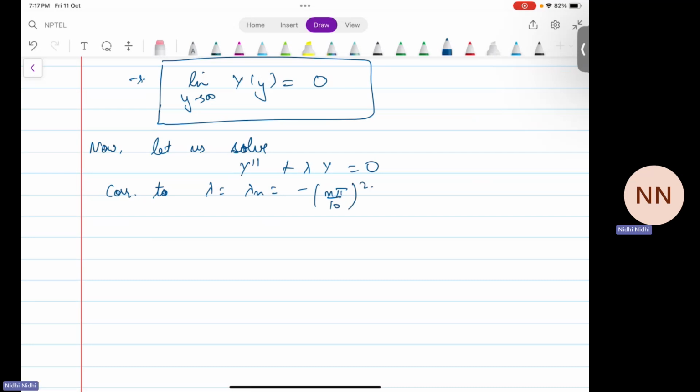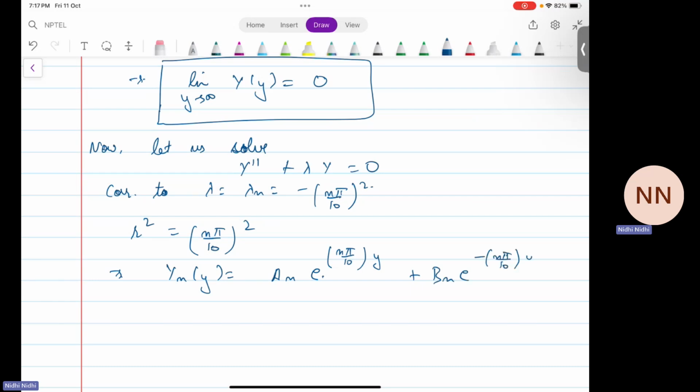So again, this is a second order homogeneous differential equation with constant coefficients. So from here we can solve it by finding the roots of the auxiliary equation. The auxiliary equation is r square equals minus lambda, that will be (n pi by 10) whole square. So that will give us Y_n(y) equal to A_n times e to the power n pi by 10 y plus B_n times e to the power minus n pi by 10 y. Let me mark this as 1.